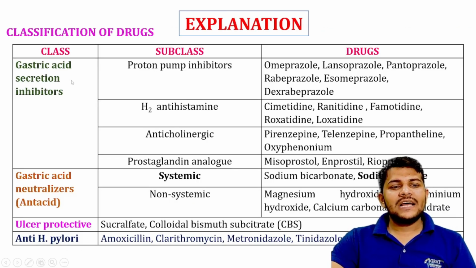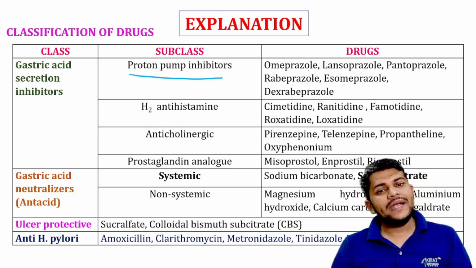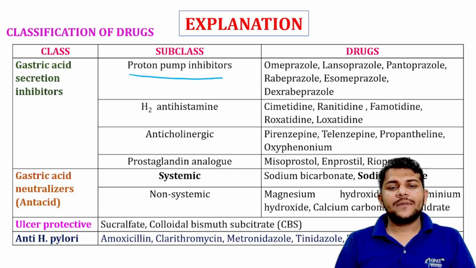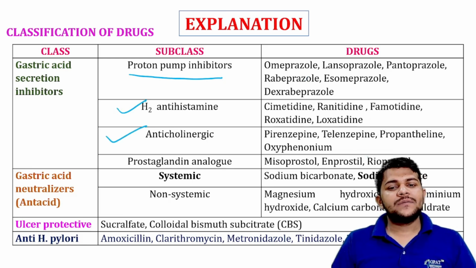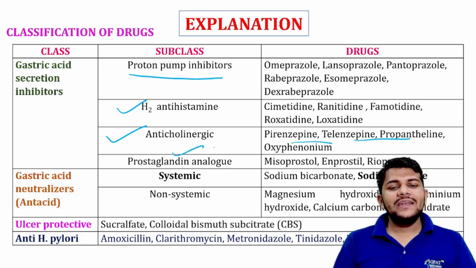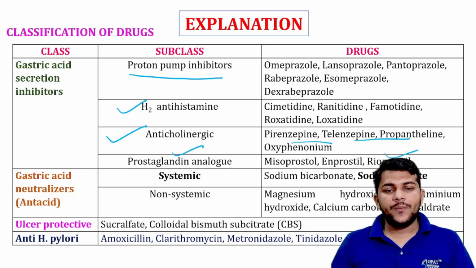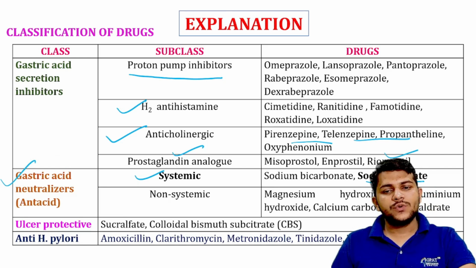Next, this is the classification of gastric acid drugs. We have the proton pump inhibitors: omeprazole, lansoprazole, pantoprazole, rabeprazole, esomeprazole and dexlansoprazole. Antihistaminics like H2 blockers: cimetidine, ranitidine, famotidine, roxatidine and lafutidine. Anticholinergics: pirenzepine, telenzepine and propantheline. Prostaglandin analogs like misoprostol, enprostil and rioprostil. Then gastric acid neutralizers: systemic, that is sodium bicarbonate and sodium citrate.